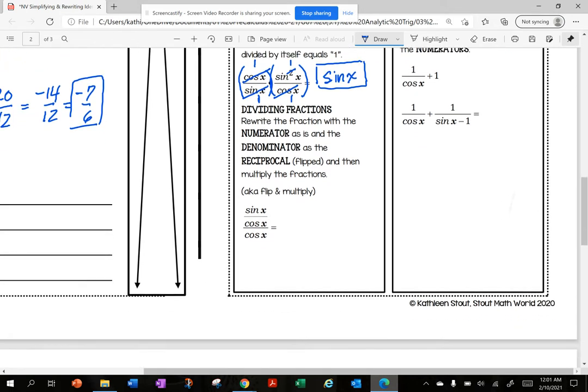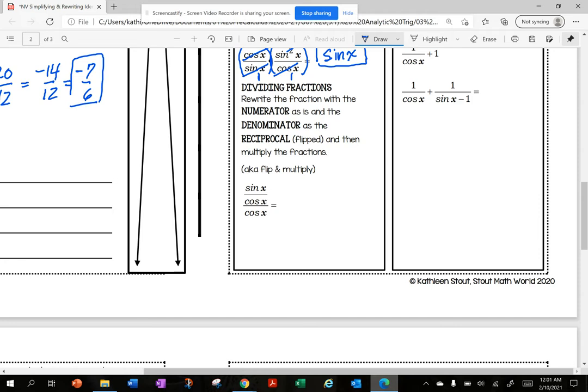Okay, when I'm dividing fractions, I'm flipping and multiplying. So if I don't have a denominator, that denominator is 1. So this is going to be sine of x divided by cosine of x, and I'm going to flip and multiply. So 1 over cosine of x. So now I'm multiplying numerator times numerator. I get sine of x, and denominator times denominator. So cosine squared x.